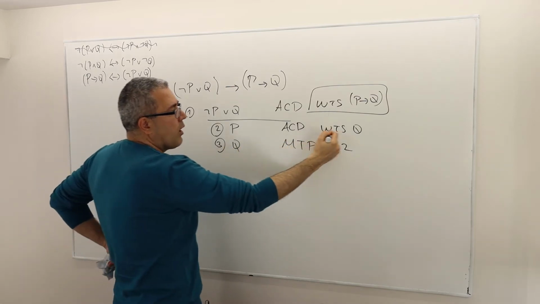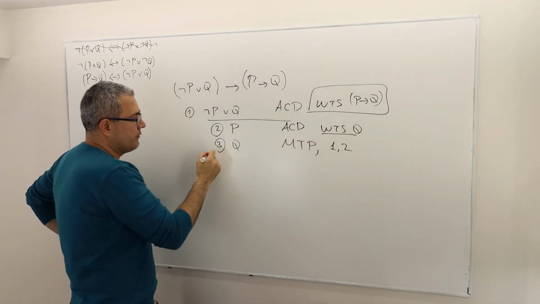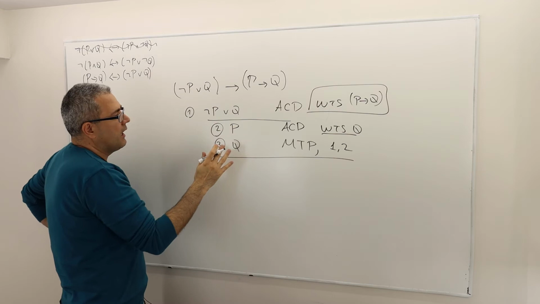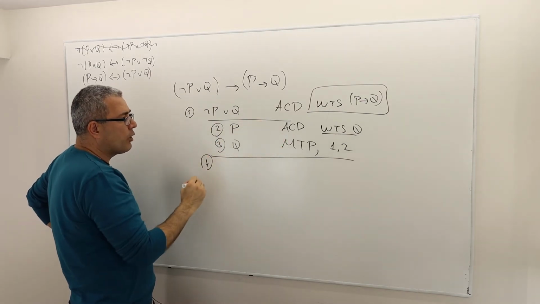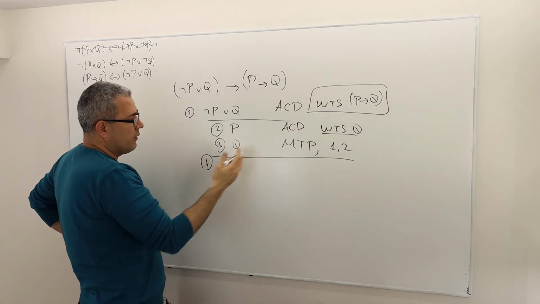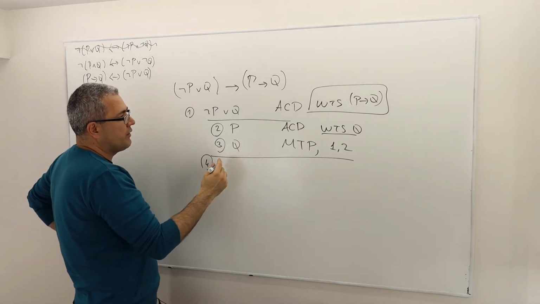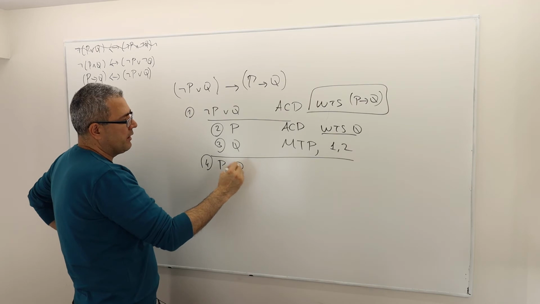That's it. Remember, I wanted to show Q and I just showed Q. That's the end of my second box. So in line 4, I basically repeat my conclusion, which is P implies Q.